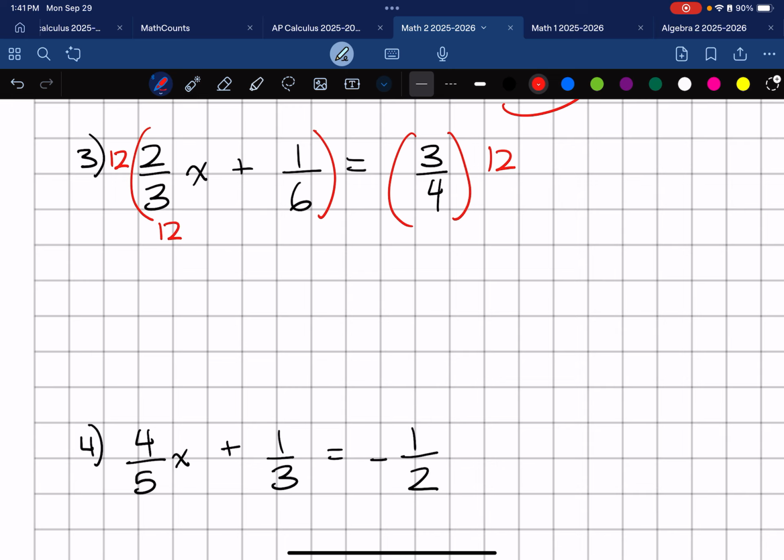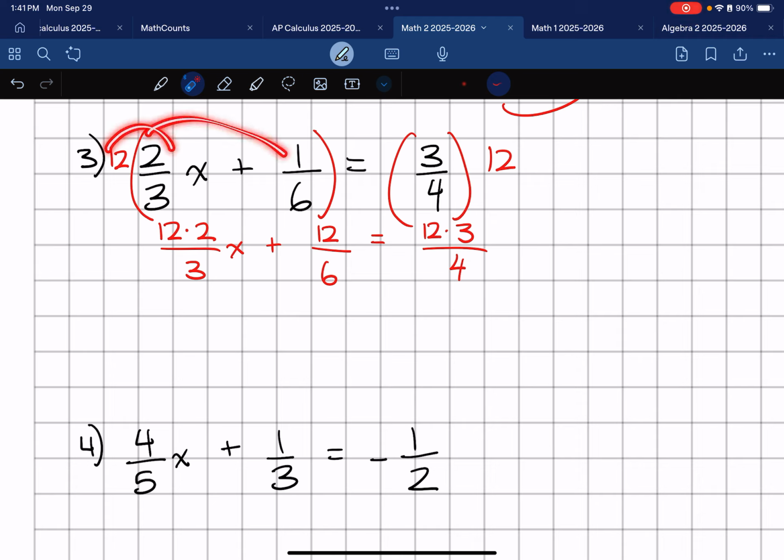This is going to be 12 times 2 on the top, x, plus 12 times 1 is just 12. So I'm just going to say 12 over 6. And that's going to be equal to 12 times 3 all over 4. Again, I distributed the 12 here and here, distributed the 12 over here, and now I can start cross-canceling. 12 and 3 can cross-cancel. 12 divided by 3 is 4, and then that turns into a 1. 12 divided by 6, these cross-cancel down to a 2 and a 1. This 12 and 4 cross-cancel down into a 3 and a 1.